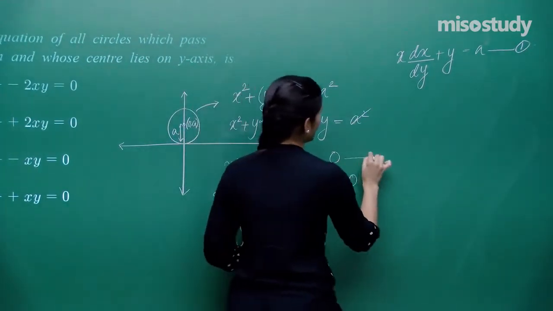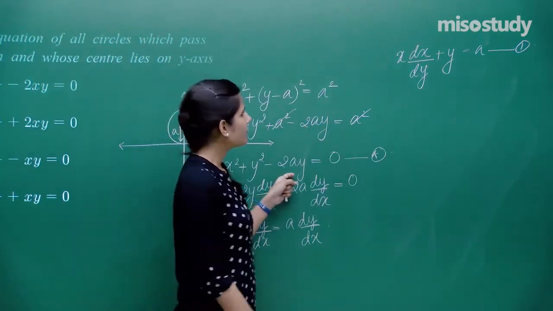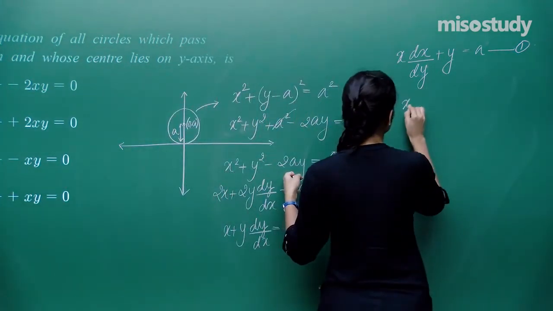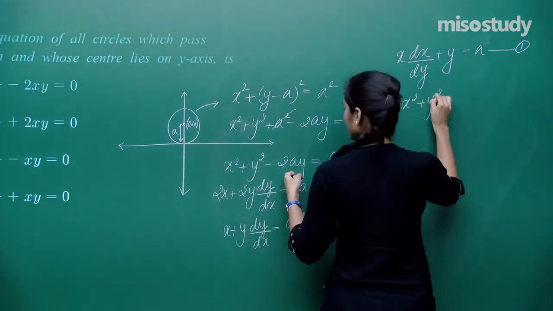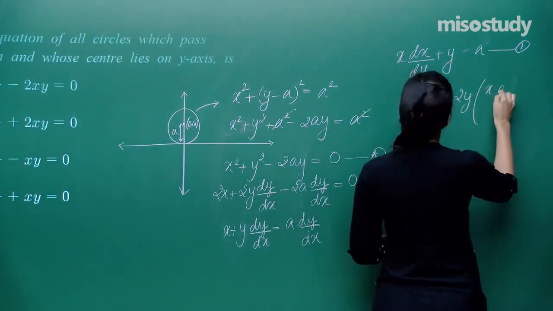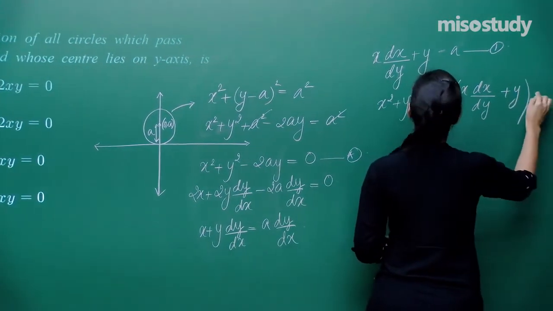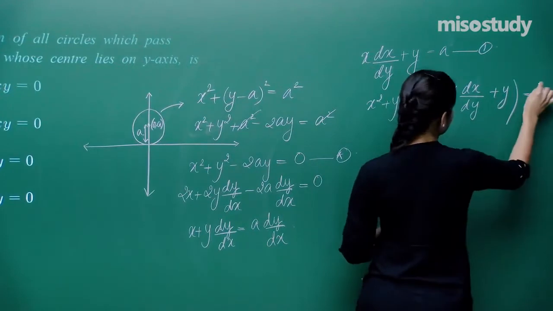Substitute the value of a in star. In star you have a. Substitute the value of a in star, what you get is x square plus y square minus 2y, where a is x dx by dy plus y. This is 0.